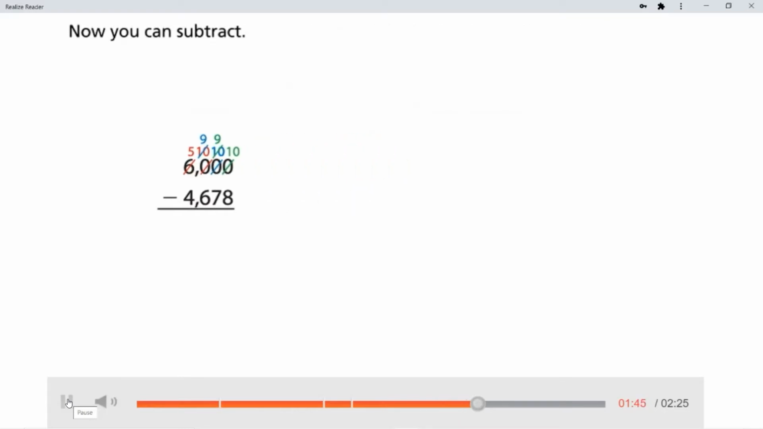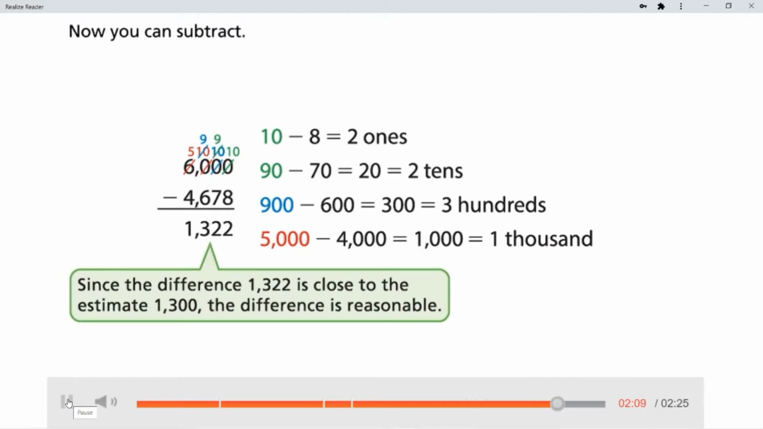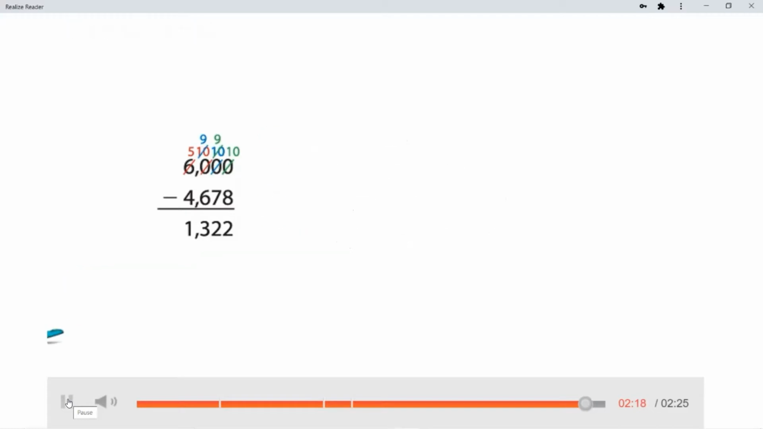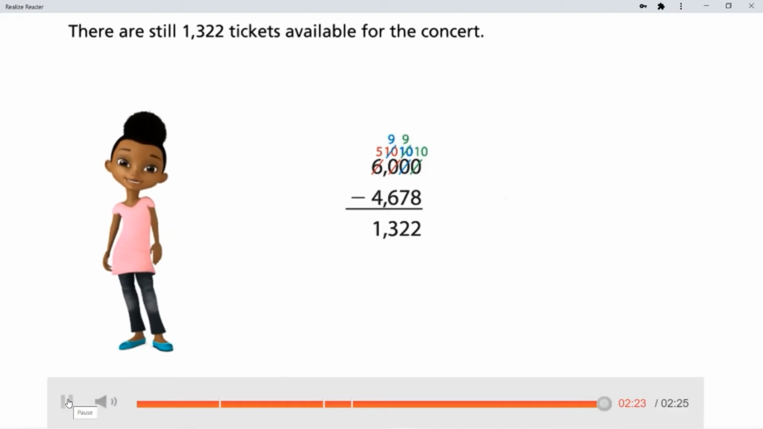Now you can subtract. 10 minus 8 equals 2 ones. 90 minus 70 equals 20, which is 2 tens. 900 minus 600 equals 300, which is 3 hundreds. 5,000 minus 4,000 equals 1,000. Since the difference, 1,322, is close to the estimate, 1,300, the difference is reasonable. There are still 1,322 tickets available for the concert.